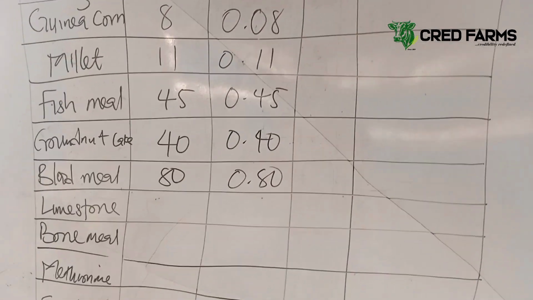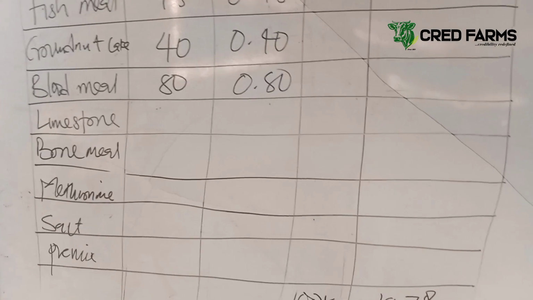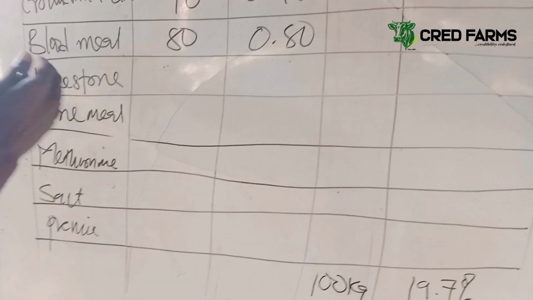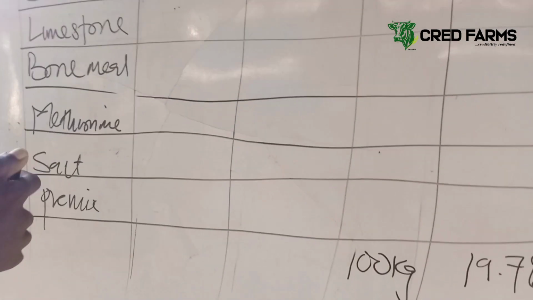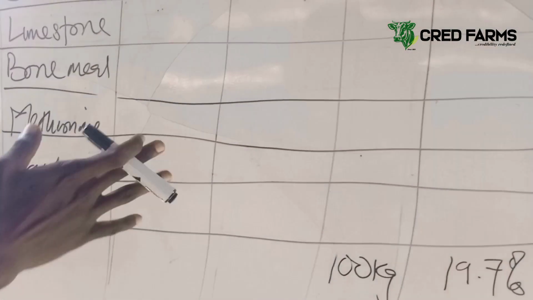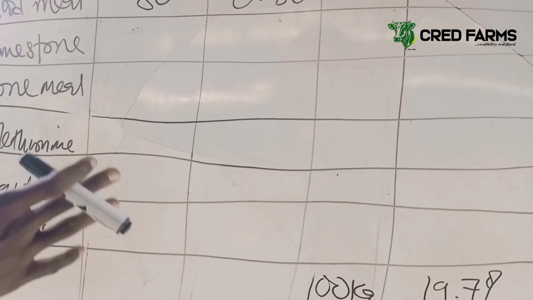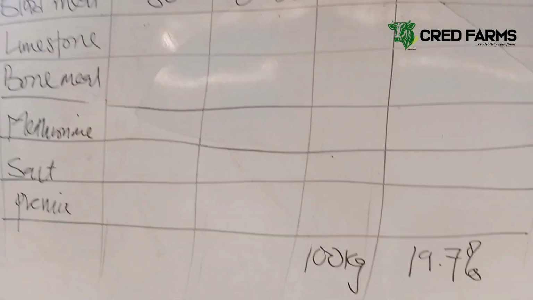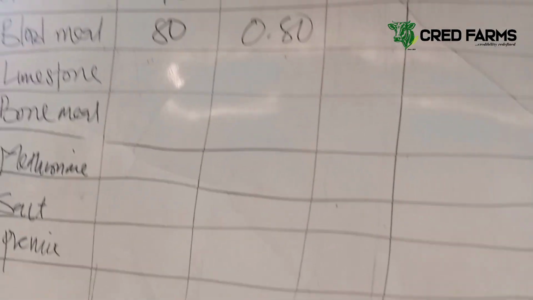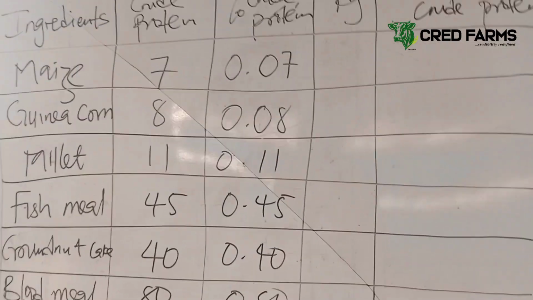And now you might be asking why limestone, bone meal, and the rest don't have figures. The reason is because these ones don't have a significant level of crude protein at all. It's negligible, so we ignore them, all right? But your carbohydrates and your proteins, those ones have protein in them, so we can attach a value to them, all right?